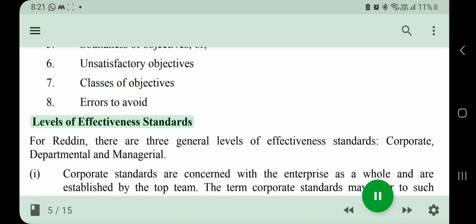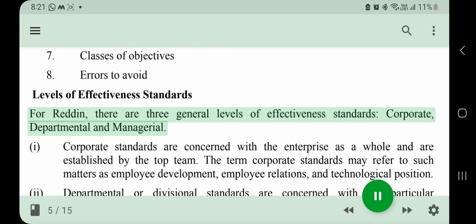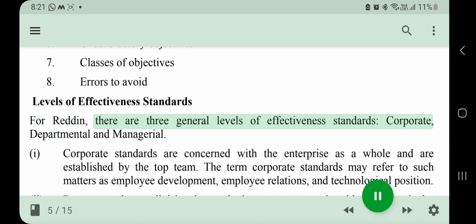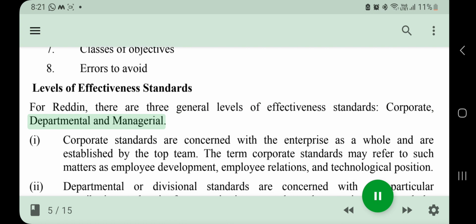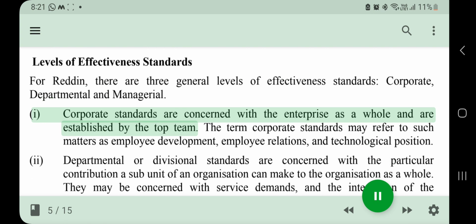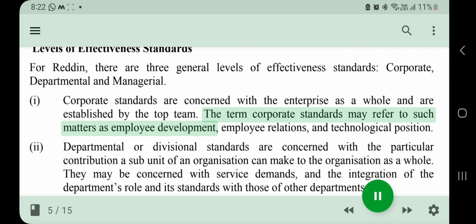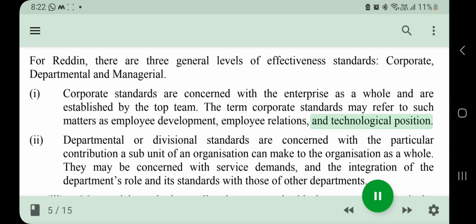Levels of effectiveness standards. For Redden, there are three general levels of effectiveness standards: corporate, departmental, and managerial. Corporate standards are concerned with the enterprise as a whole and are established by the top team. The term corporate standards may refer to such matters as employee development, employee relations, and technological position.